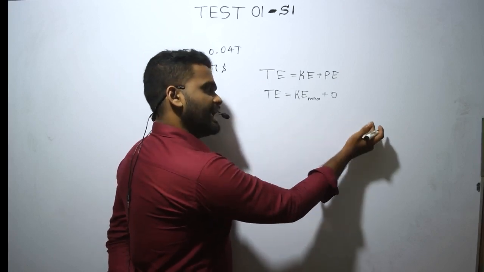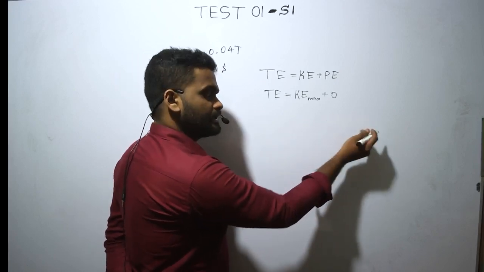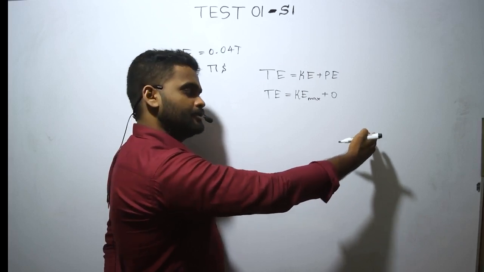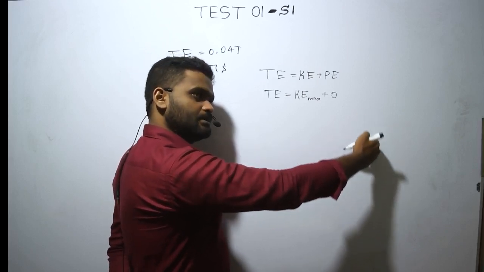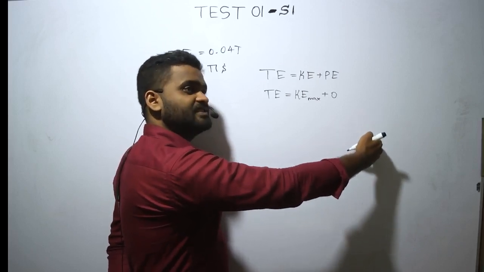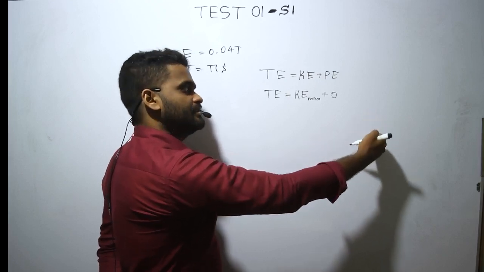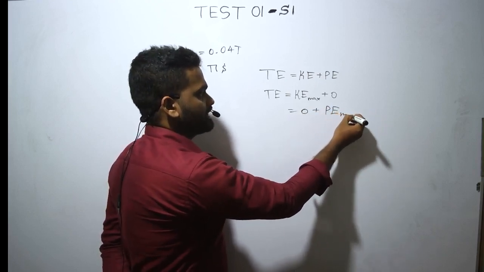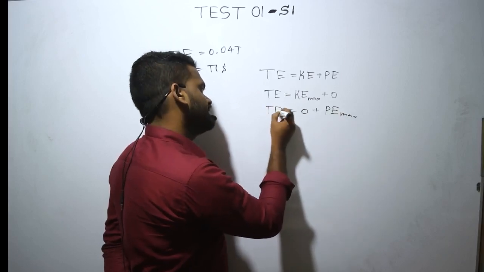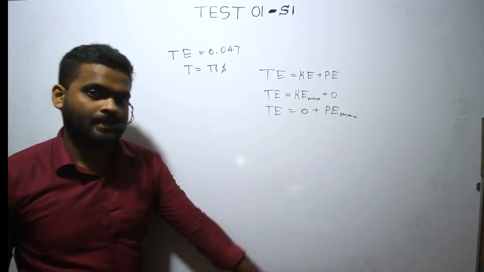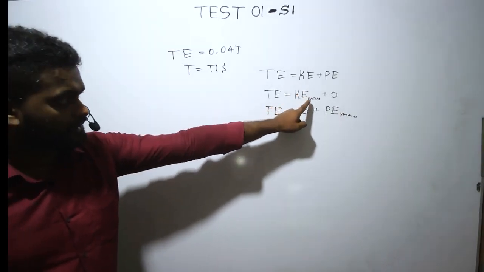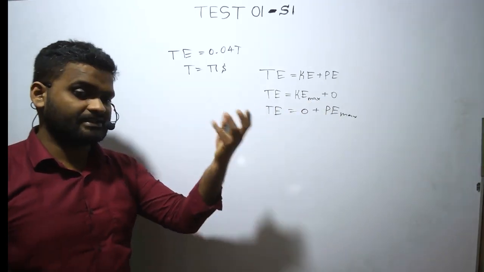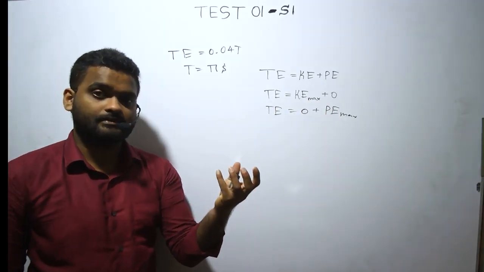Then at the end, at the amplitude, it has the maximum potential energy. You know that when it is at the maximum potential energy, its velocity is 0, so the kinetic energy is 0. So PE max also is equal to TE, right? So by using KE max or PE max, you can find the total energy. You can derive an expression for TE, total energy.